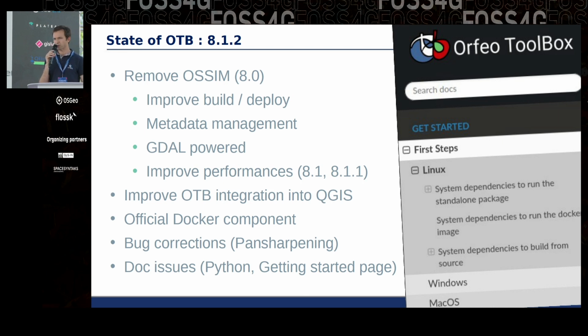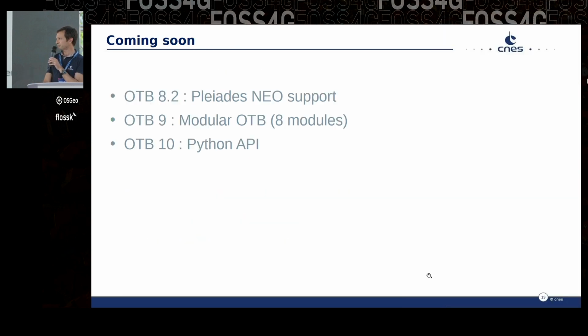The first 8.0 version had some problems of computing time, so we have two versions to correct some things, and now orthorectification is faster than in previous 7 versions, so it's quite cool. As I said, we have an official Docker component and some doc improvements. And coming soon, the 8.2 version will integrate a new GDAL version and will integrate full support of Pleiades Neo.